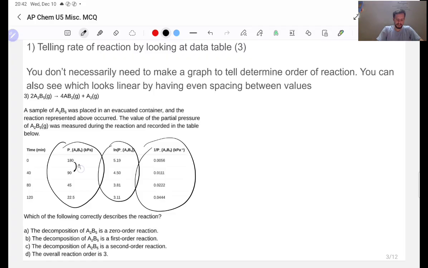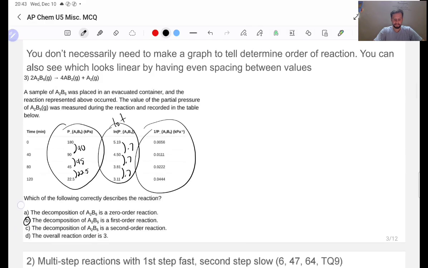So here I could see 90, but here's only 45. Here's 22.5. Okay, that's not equal spacing between values. Here I have a difference of about 0.7. Here's about 0.7. Here's about 0.7. That's equal spacing between values. And I know that's the first order equation. So that equal spacing tells me that if I was to graph it, that would be linear. And so I can say that this has to be a first order reaction.